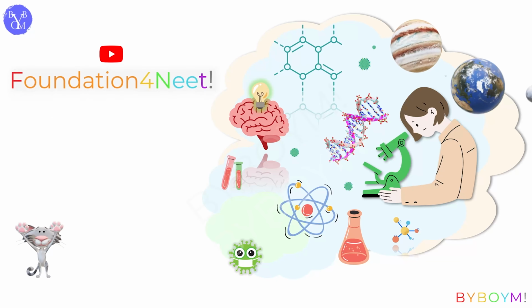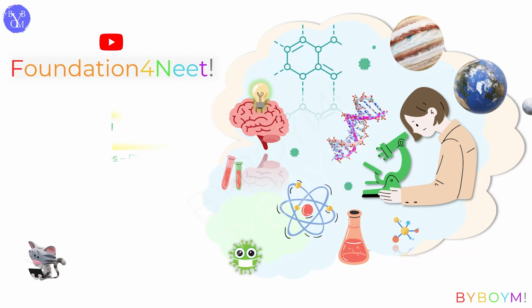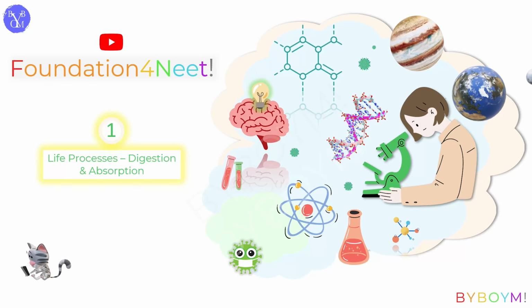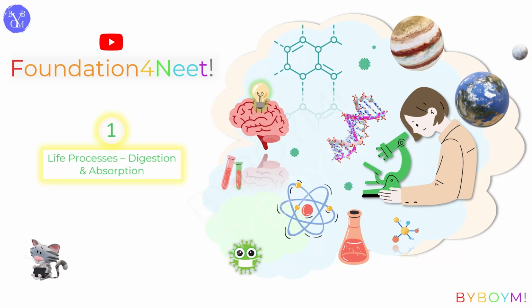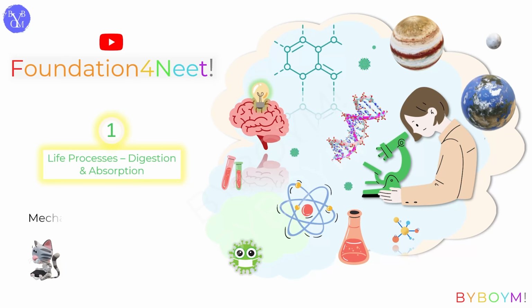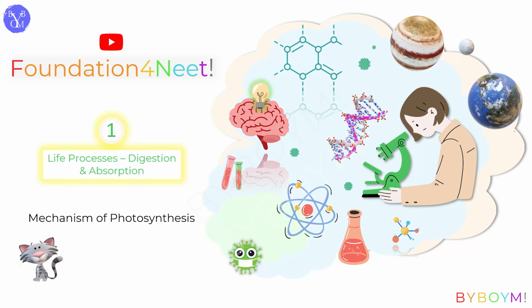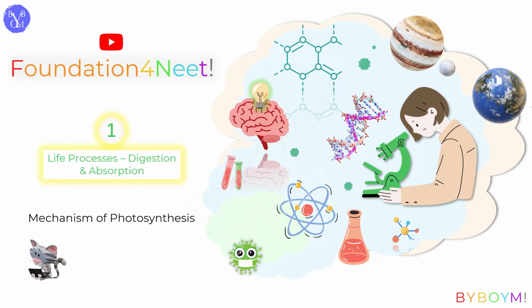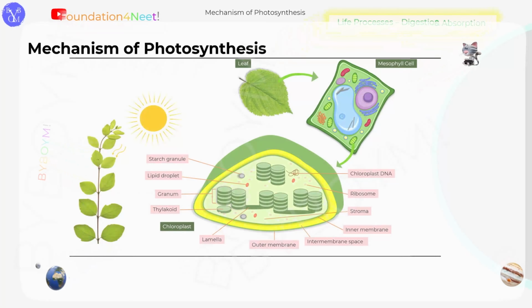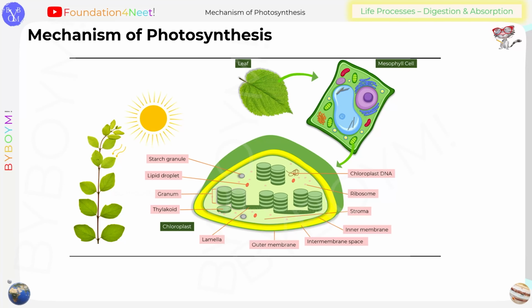We have already started with the first chapter in our course, that is Life Processes, Digestion and Absorption. Today we are going to begin with the seventh topic, that is Mechanism of Photosynthesis. You already know that photosynthesis refers to the formation of glucose using light energy.